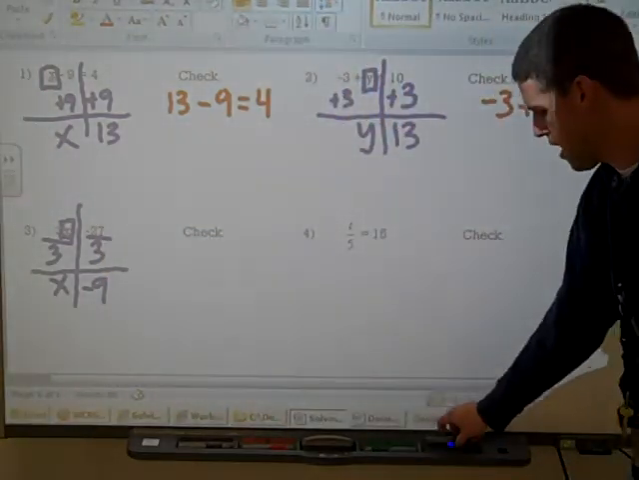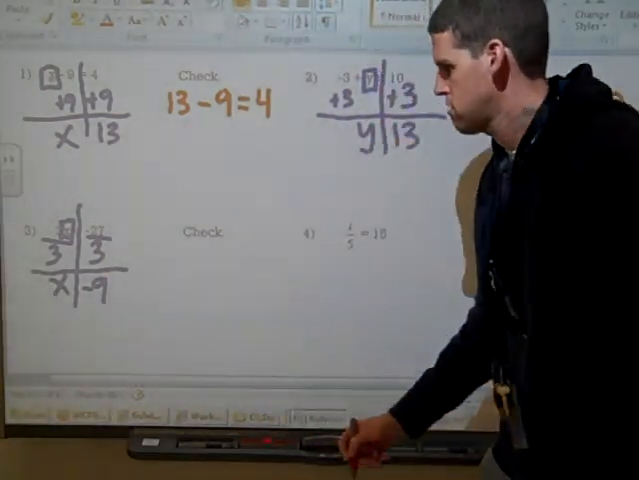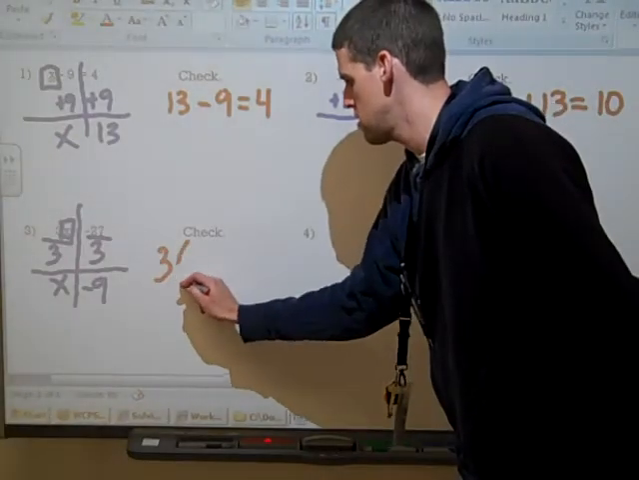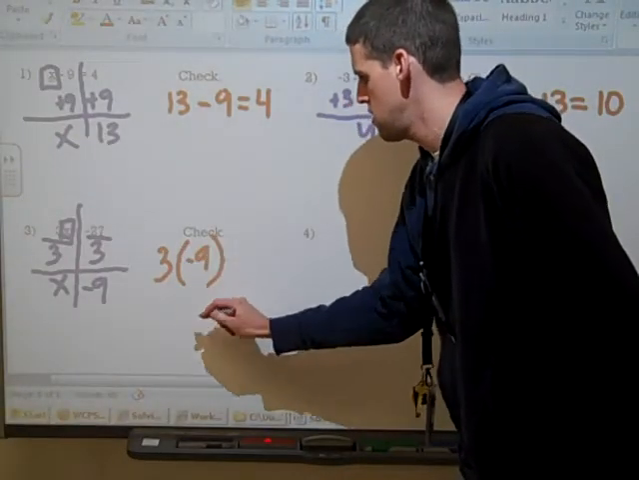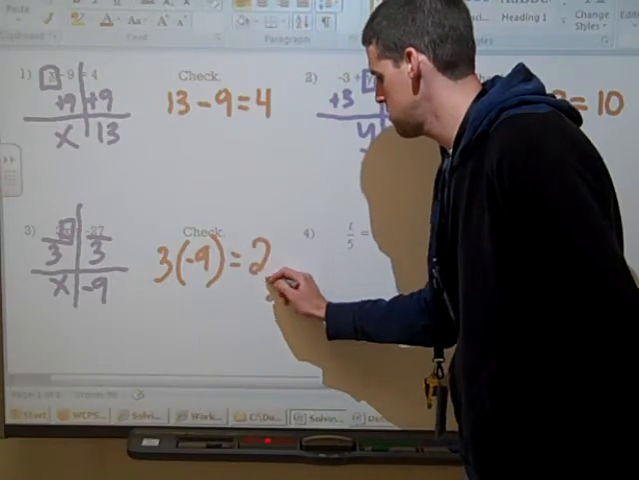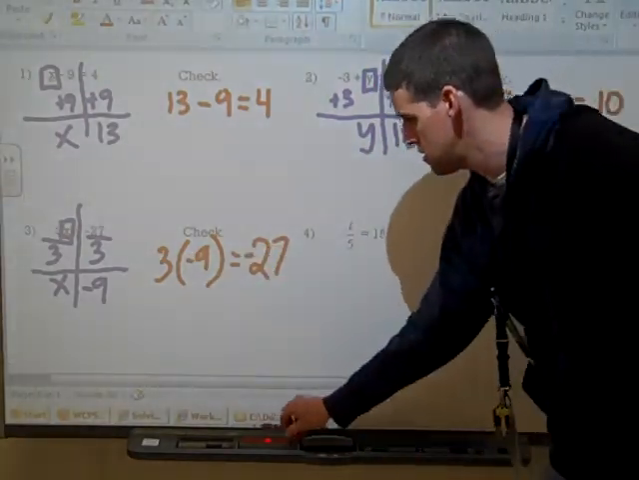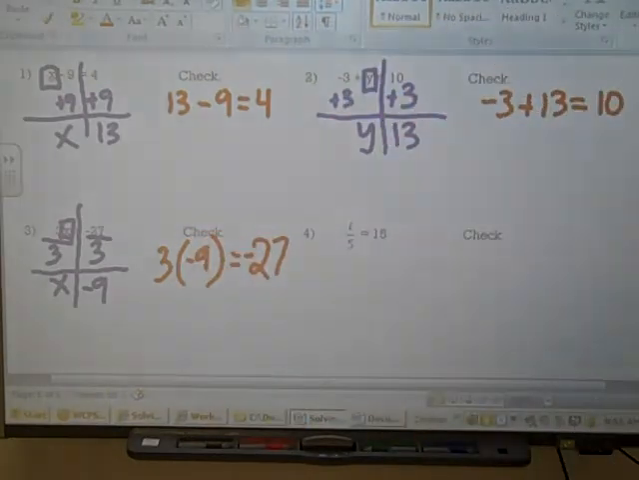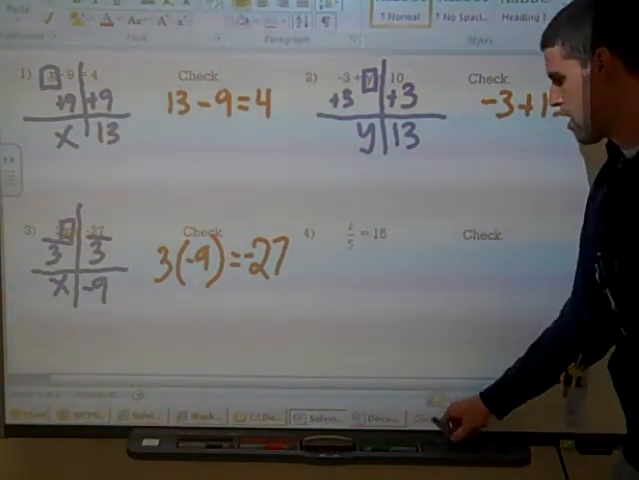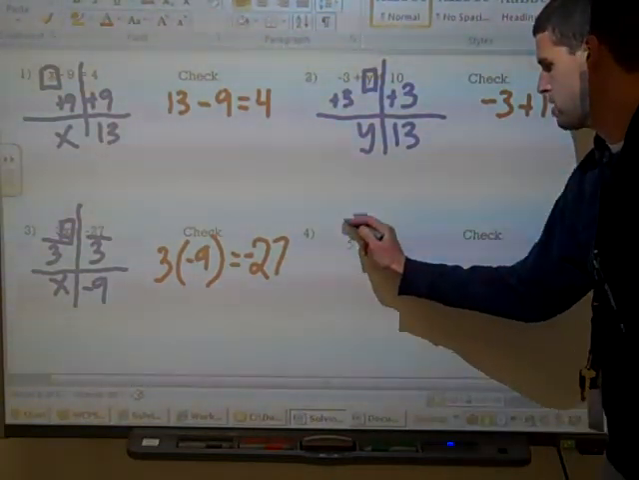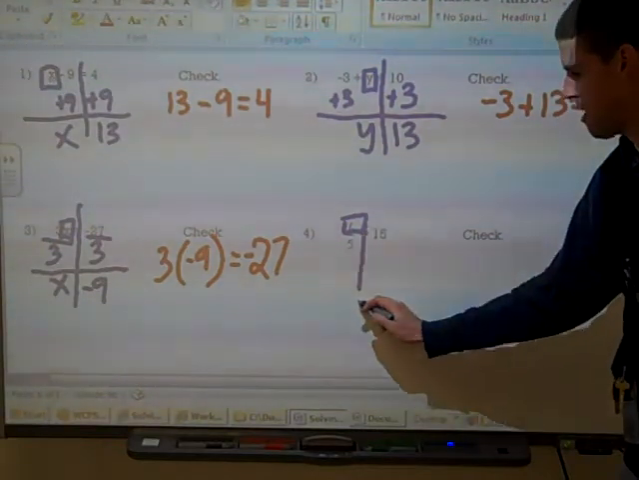Okay? I'm going to go ahead and check to make sure it works. So I have 3 times negative 9. 3 times 9 is 27. I have a positive times a negative, so my answer is negative, and so yes, it does match. Number 4, t divided by 5 equals 15. So I'm going to go ahead and put a box around my t, that's my variable, and then draw a line down my equal sign.